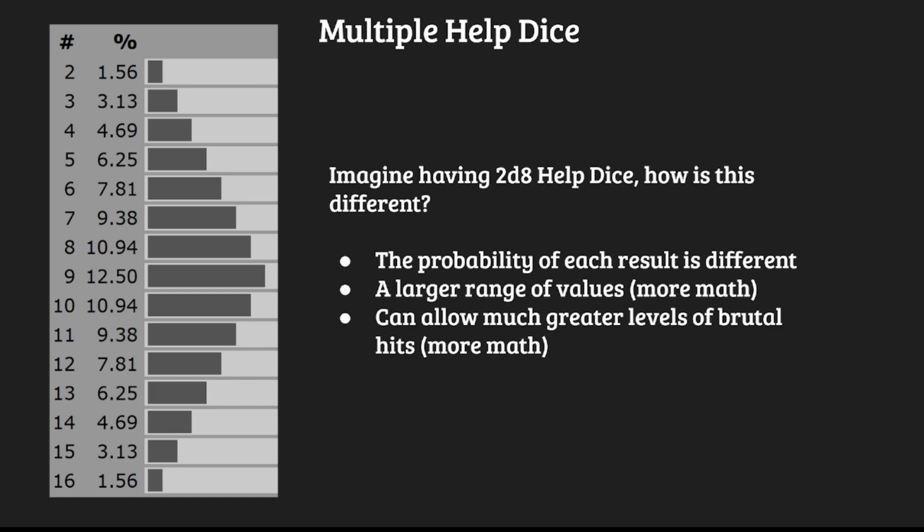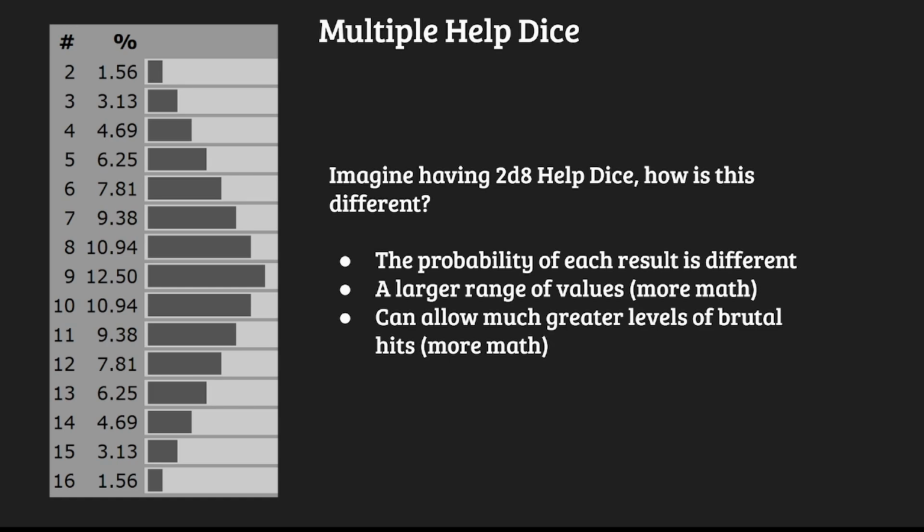And this logic, you can see, stretches out over the range of numbers. The further we get from the center, the less likely we are to get that result. So we get this probability of each result being different. We get a larger range of values, which means there's more math to do, right? There's more of these different probabilities I have to calculate for. And it allows for much greater levels of brutal hits, right? Which means that we need to account for a much higher possibility of brutals, right?